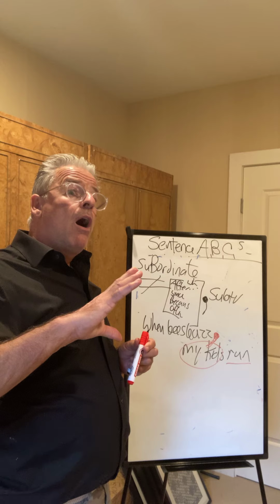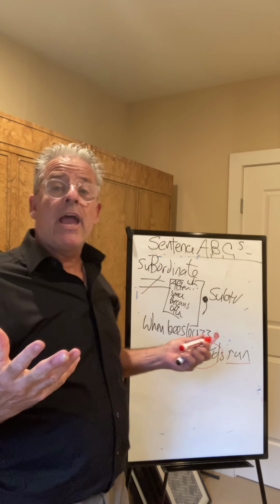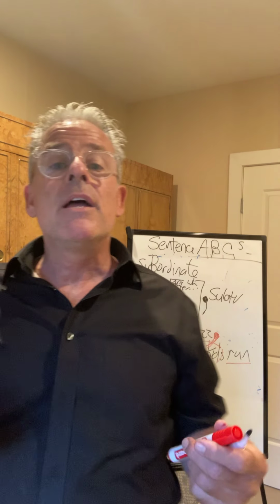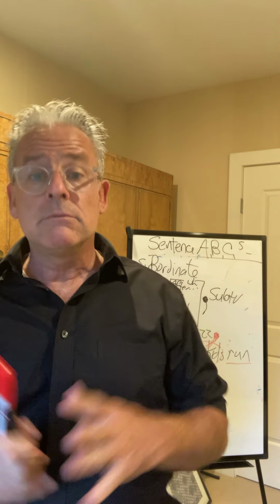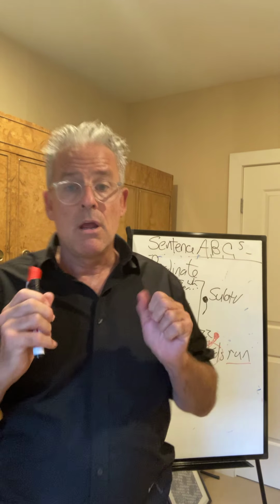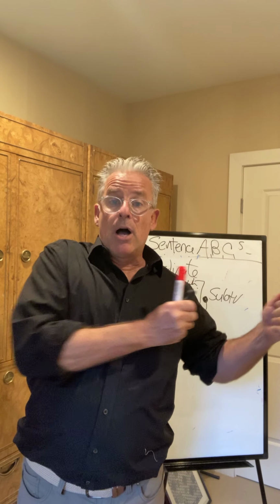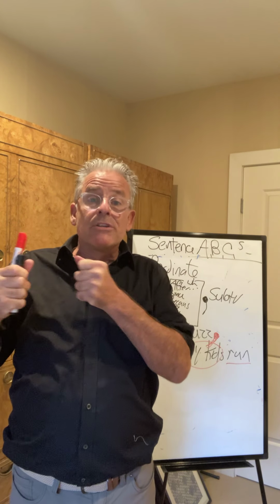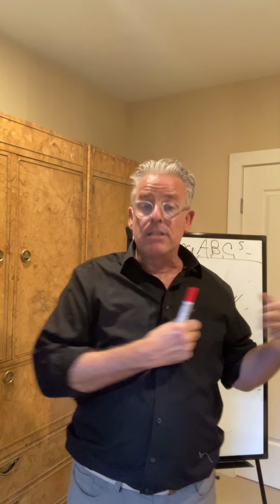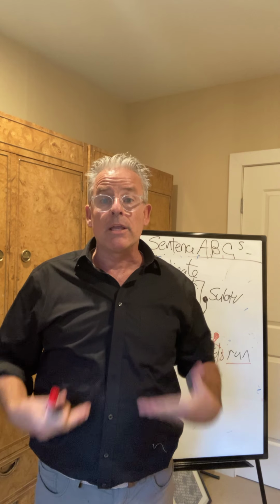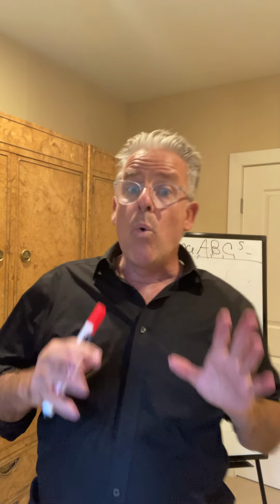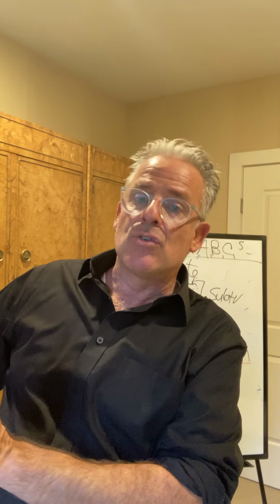So there we have it. We have the three sentence shapes in English. Birds fly, simple assertion. Birds fly, comma and bees buzz, a coordinate two-part equal sentence. Or when bees buzz, comma, my kids run, unequal two parts, a subordinate sentence.